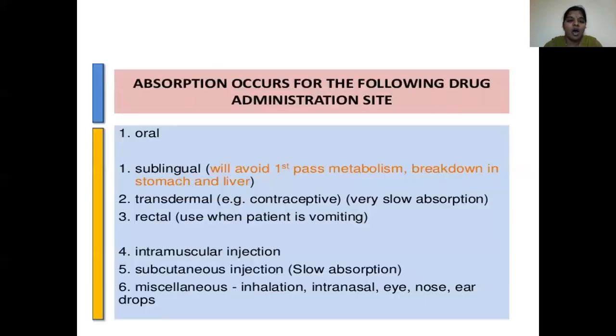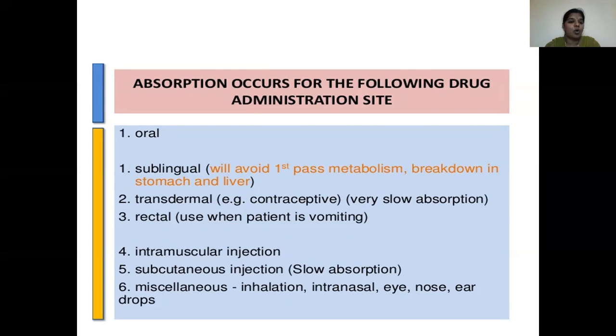Then how does absorption occur in the following routes of administration? I think you already studied the dosage forms. What are the dosage forms, and where do you need to administer those types of dosage forms, right? So how many routes are there? How does absorption occur through the following drug administration sites? So how many sites are there for absorbing your drug?